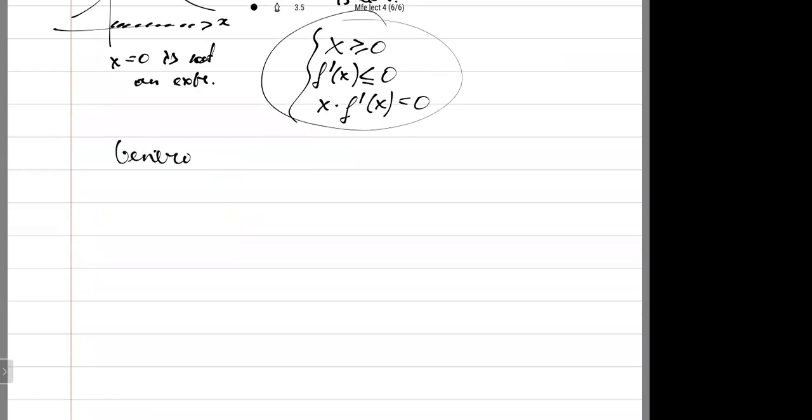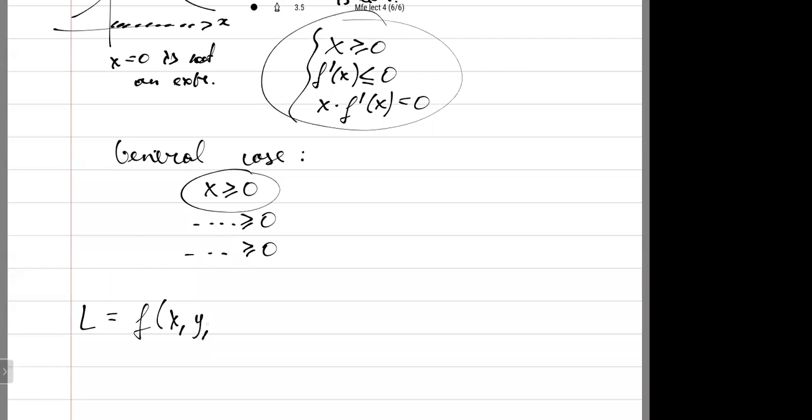This is the idea. Now the general case. So if you have a constraint like that, or maybe some more constraints, I don't care. I will focus on that one. And you normally should do something like this. F of x, y, z plus lambda 1 times x plus lambda 2 times some other constraint plus lambda 3 times some other constraint.